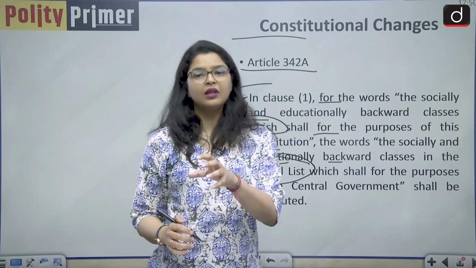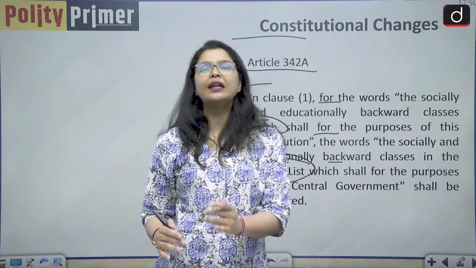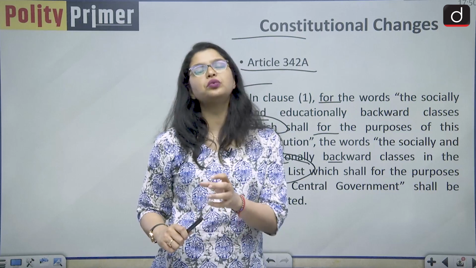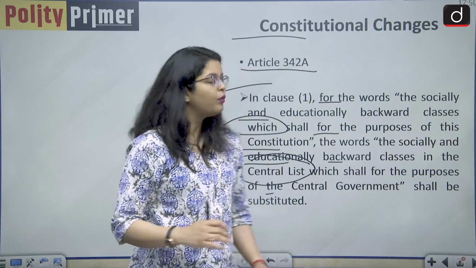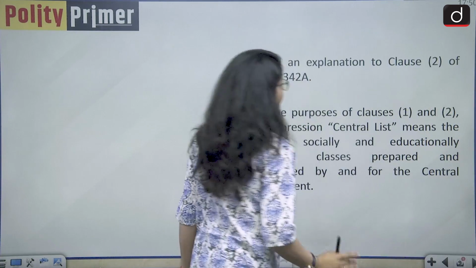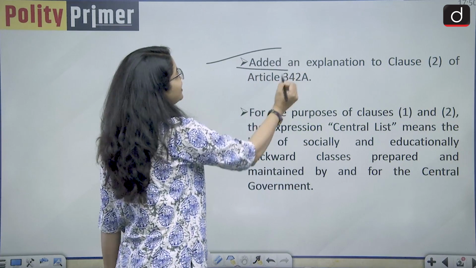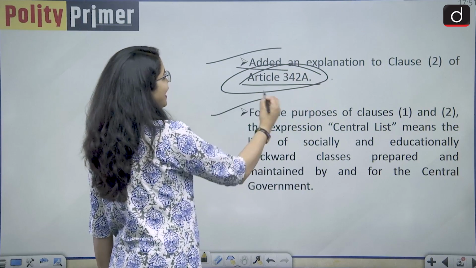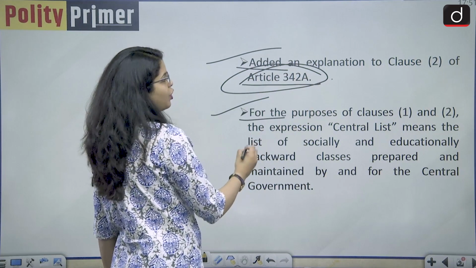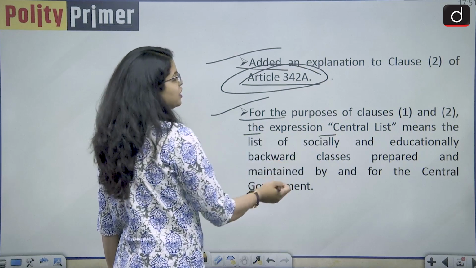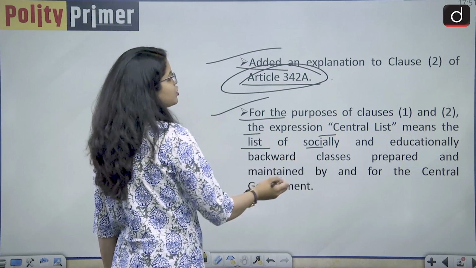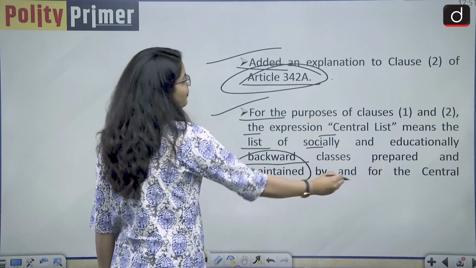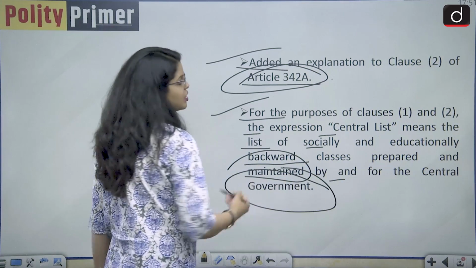So now the president became entitled to identify the socially and educationally backward classes in relation to the central list only. Moving forward, it also added an explanation to clause 2 of article 342A, and it states that for the purposes of clause 1 and clause 2, the expression central list means the list of socially and educationally backward classes prepared and maintained by and for the central government.